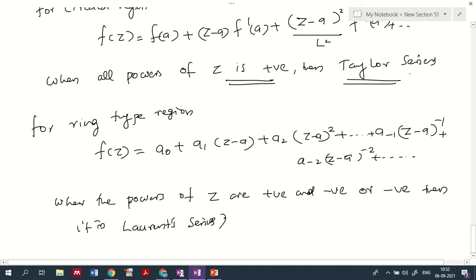That is how you will identify a Taylor series. In the case of a Laurent series, the powers can be either positive or negative, or completely negative as well. In these conditions, if it is a mixed state of positive and negative powers, or all negative powers of z, then you can call it a Laurent series.